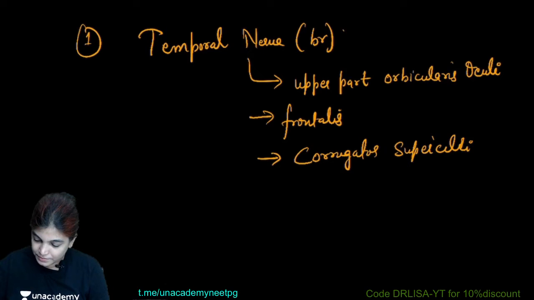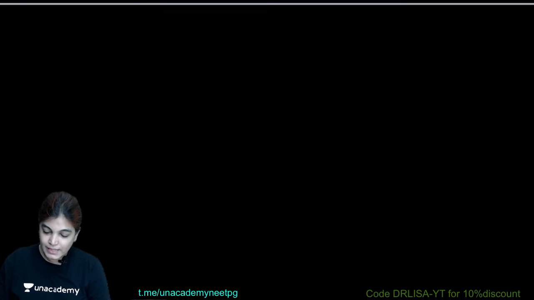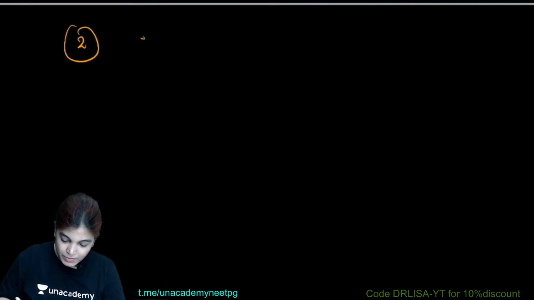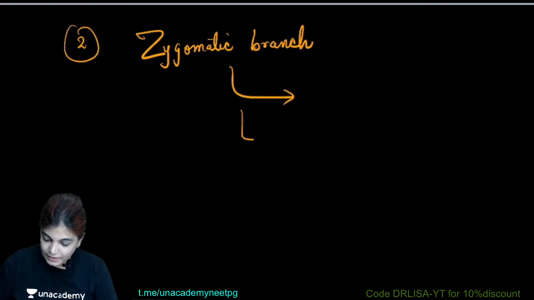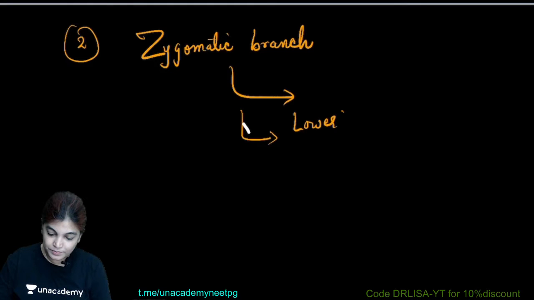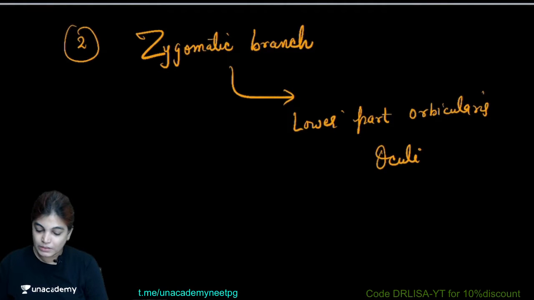Okay, so these are the muscles innervated by the first terminal branch of the facial nerve. Now moving to the second terminal branch of the facial nerve. The second terminal branch is the zygomatic branch. The zygomatic branch of the facial nerve innervates mainly the lower part of orbicularis oculi, the muscle surrounding the eyeball. So we are done with the second.